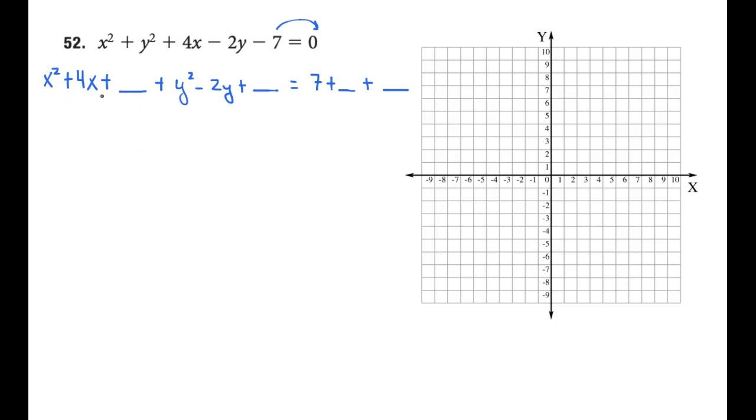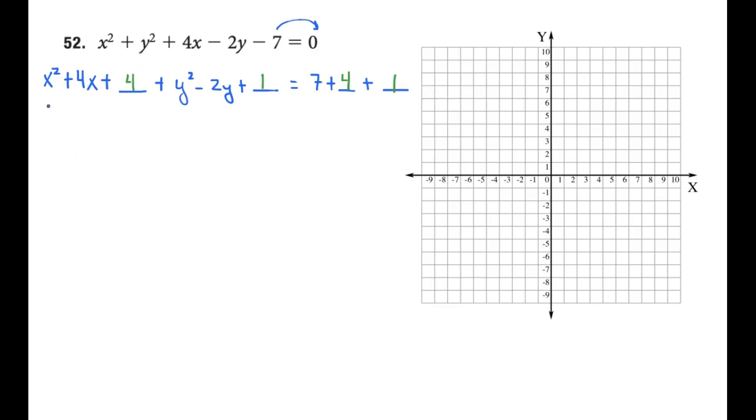Half of 4x, half of 4 is 2. 2 squared is 4, and I want to add 4 to both sides. Half of 2 with the y is 1. Squared is 1, so we add 1 to both sides.